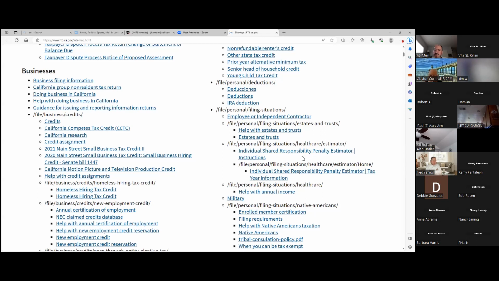This is the individual shared responsibility penalty estimator. And this is something that taxpayers can go through or a preparer can go through and show their VITA client what they may end up paying. A lot of our VITA clients do not pay that California individual shared responsibility penalty. Some of them do because they don't have insurance and they don't meet one of those exceptions. So again, that's a good thing to get into.